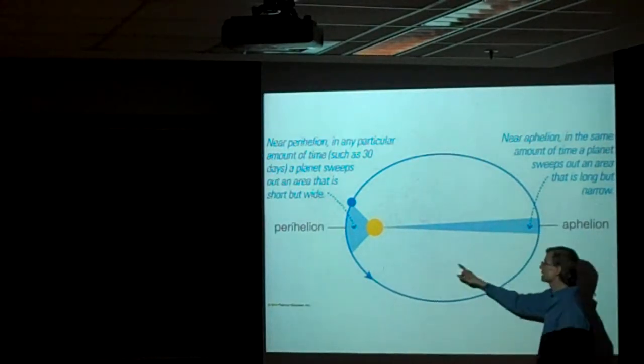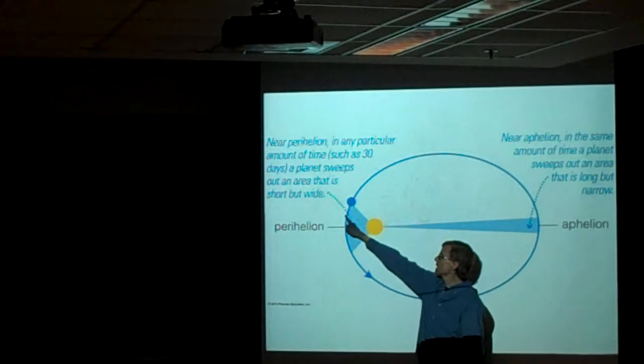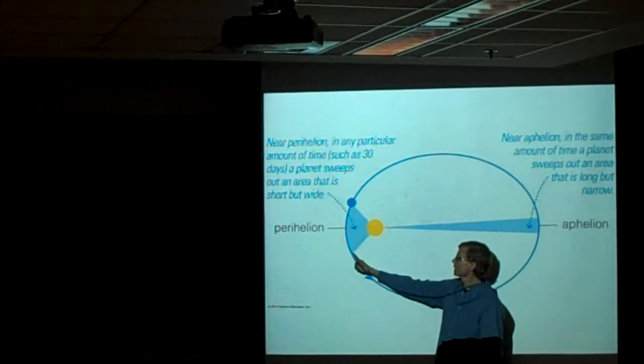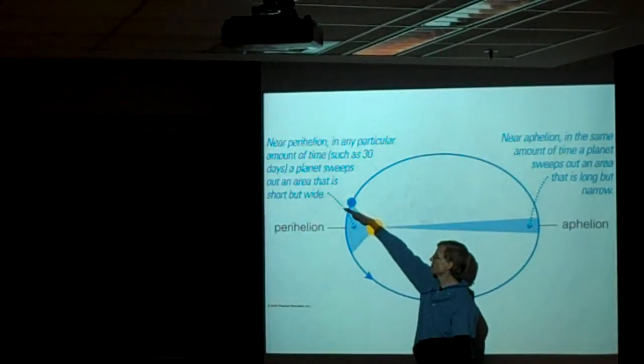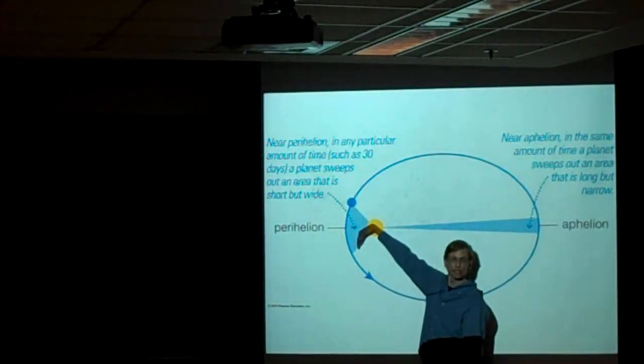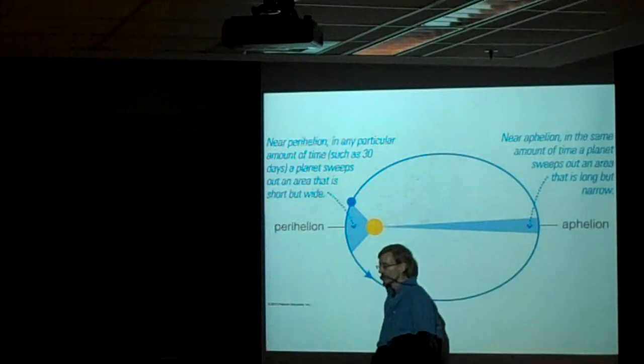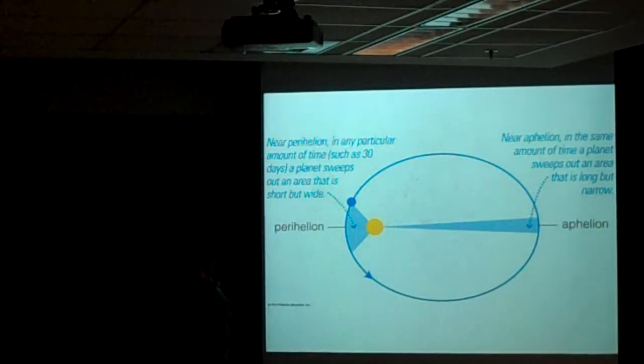So the planet has to go farther in the same amount of time when it's close to the sun, because the line got shorter, so to sweep out the same area, the arc has to get bigger in order to compensate. So Kepler's second law implies that a planet moves faster when it's closer to the sun, slower when it's farther from the sun.